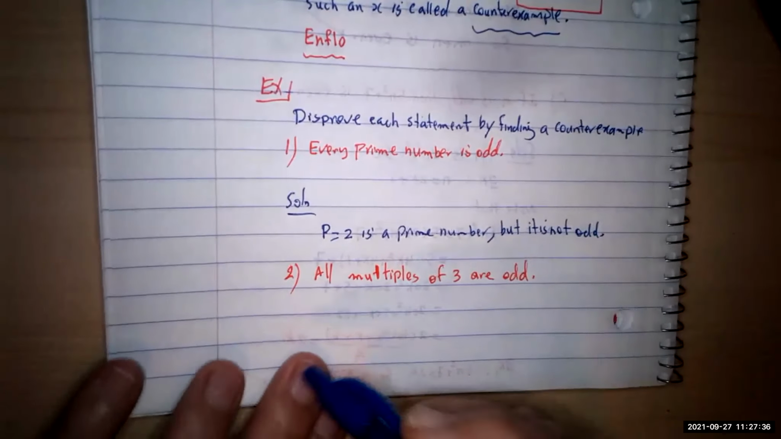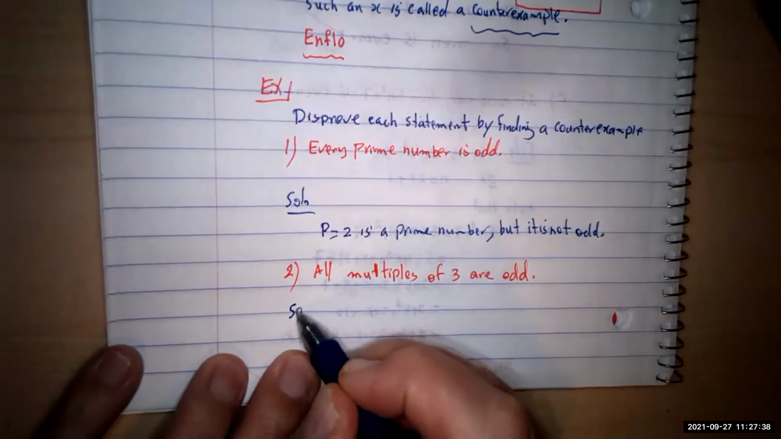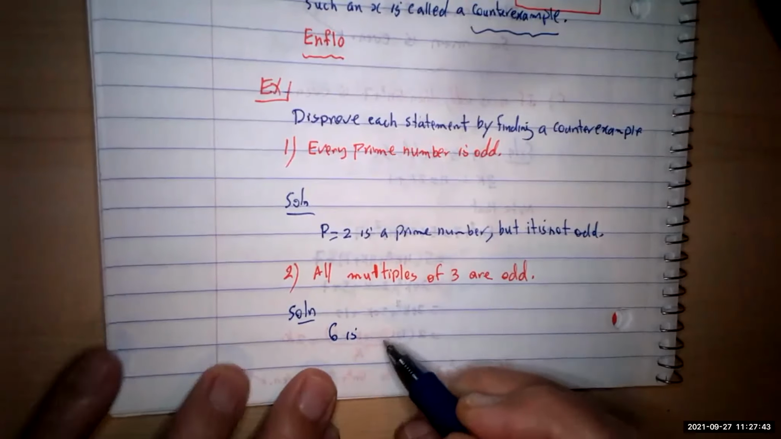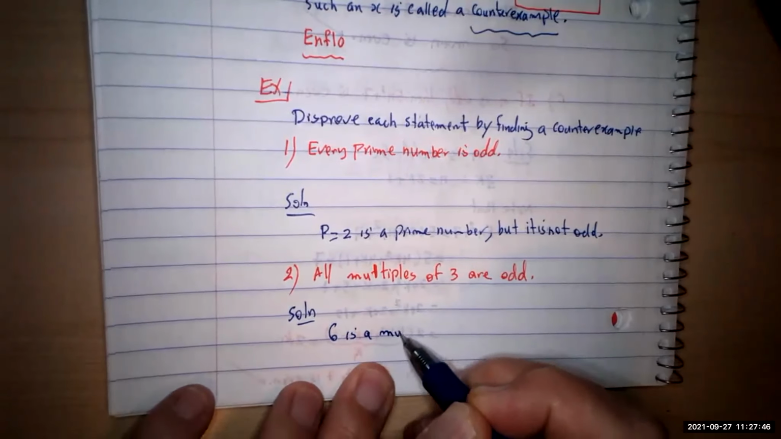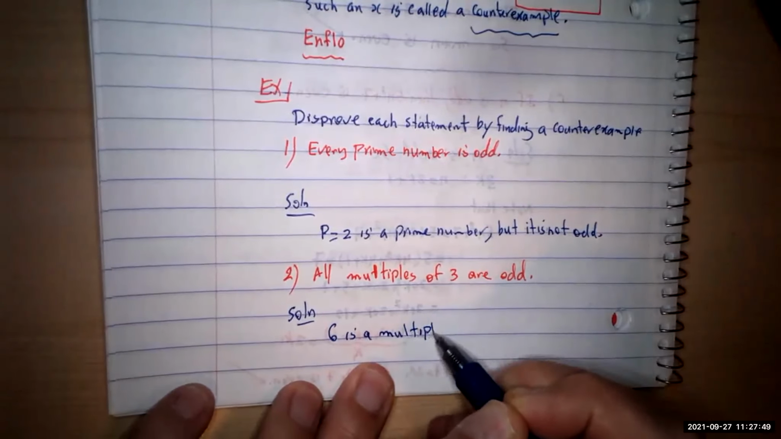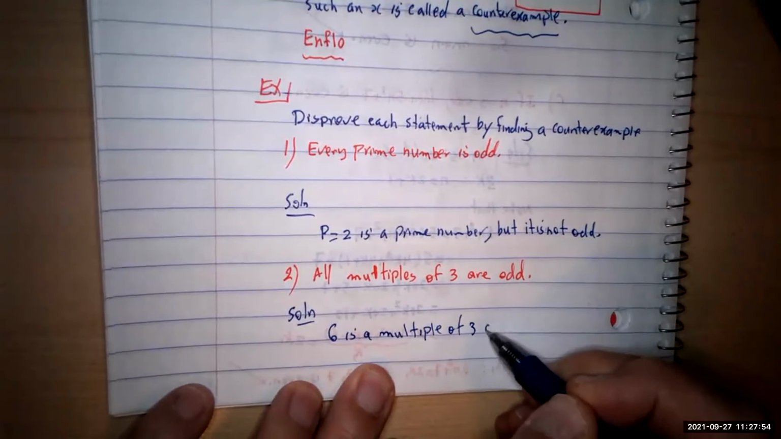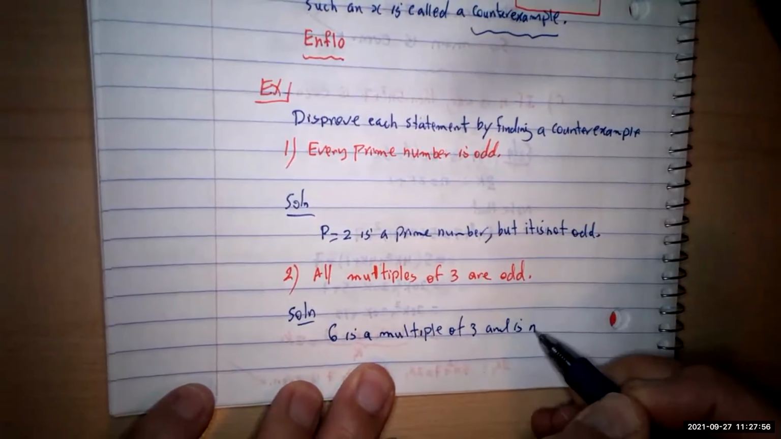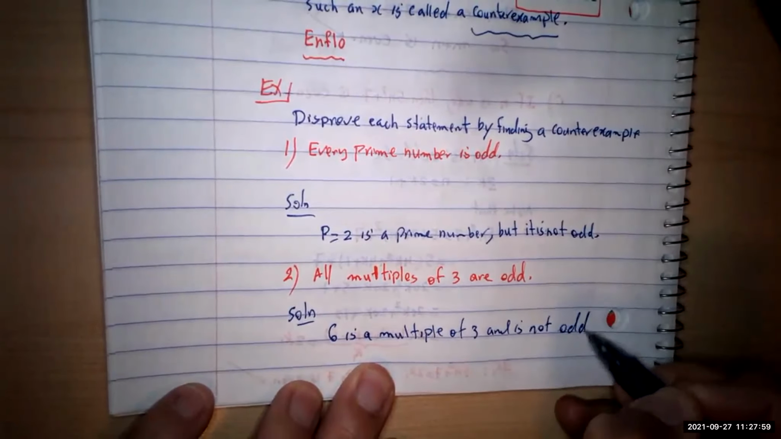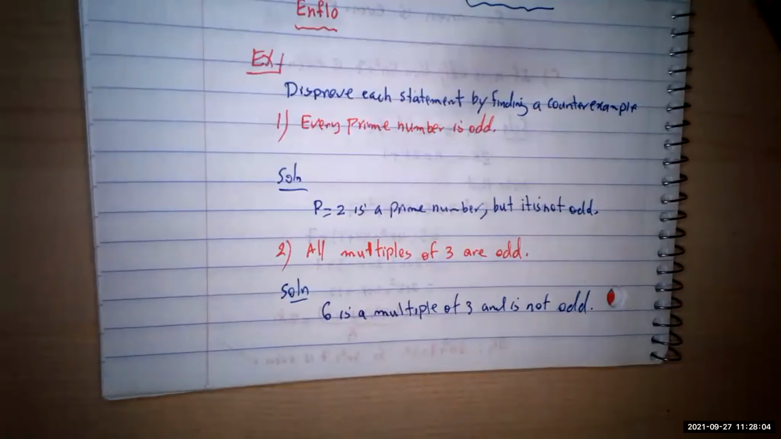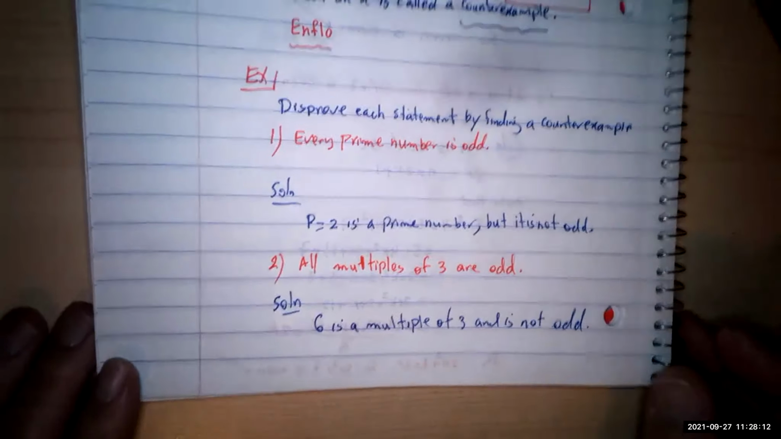So the solution is going to be, for example, 6. 6 is divisible by 3, is a multiple of 3, and is even, is not odd. You know that there are some other examples too. 12 is going to be the other one. It is divisible by 3, but is not odd. Any question? So this is how we're going to reject it.